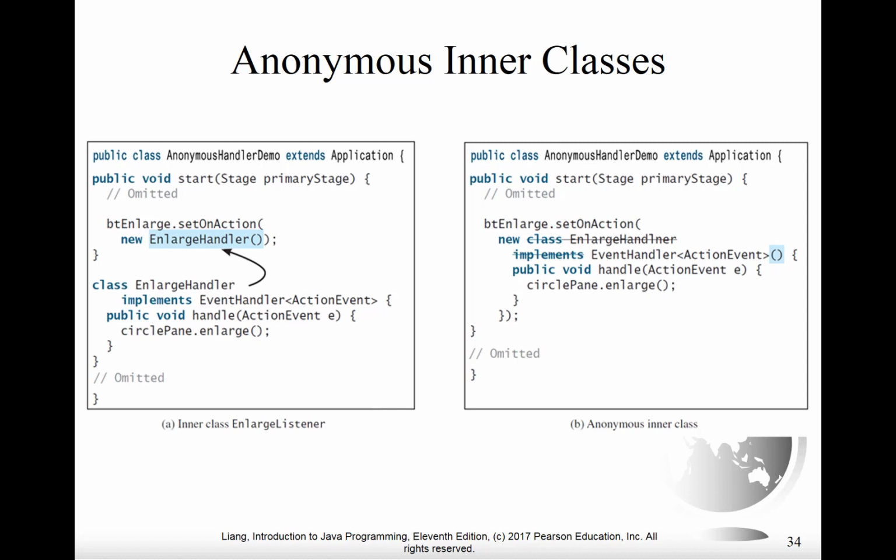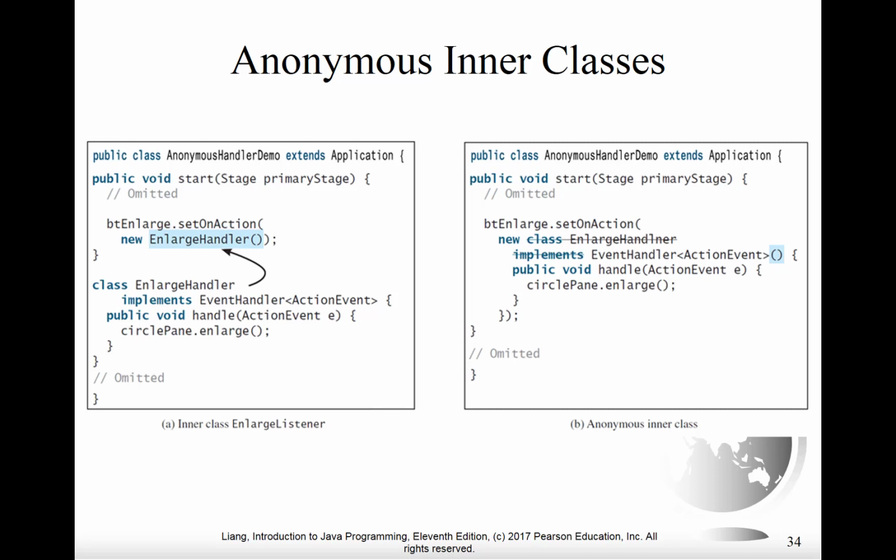So turn your attention to diagram B then. You can see that we have the same outer class, that is public class anonymous handler demo, etc. And within that outer class, we have an inner class, but now it's not only inside of the anonymous handler demo class, it's actually right inside of the call to, or the invocation of set on action. It's right plugged in where the parameter would go.